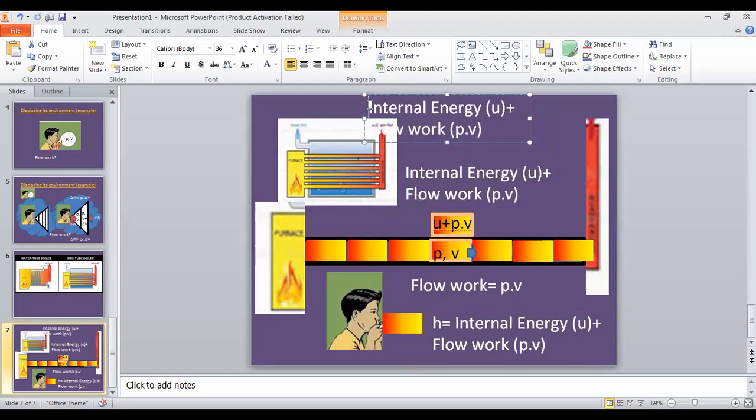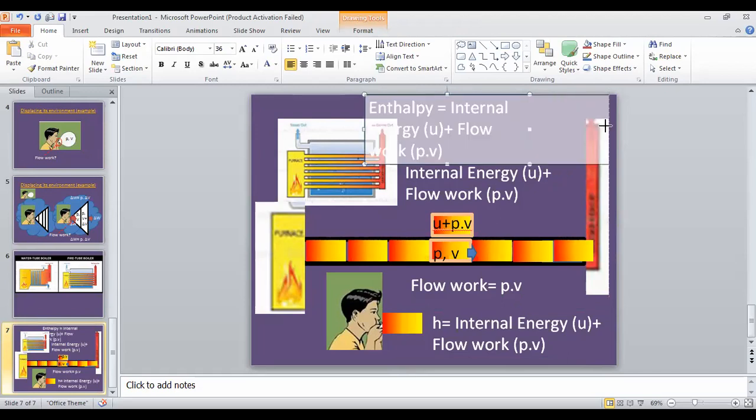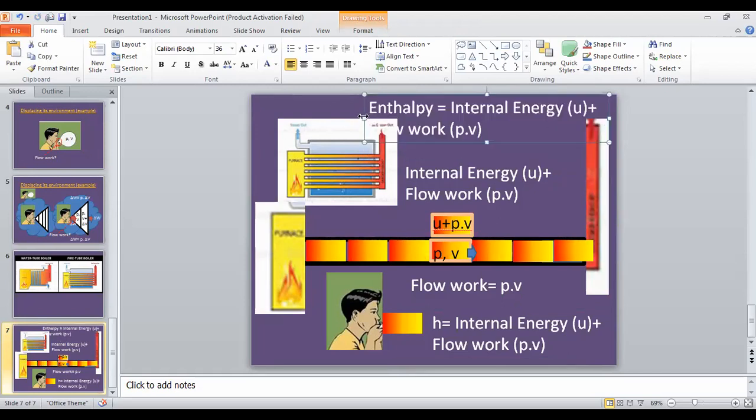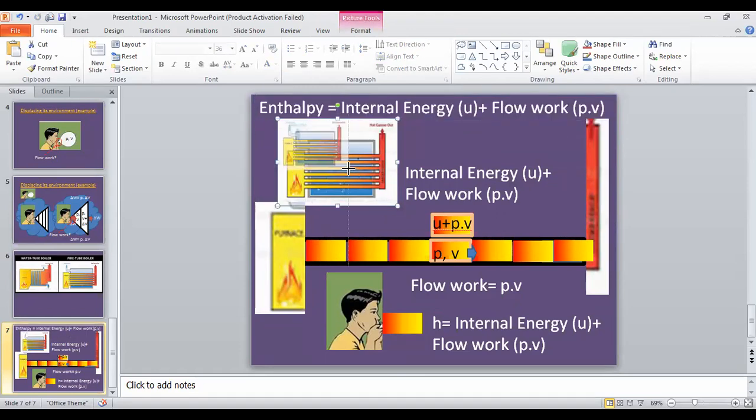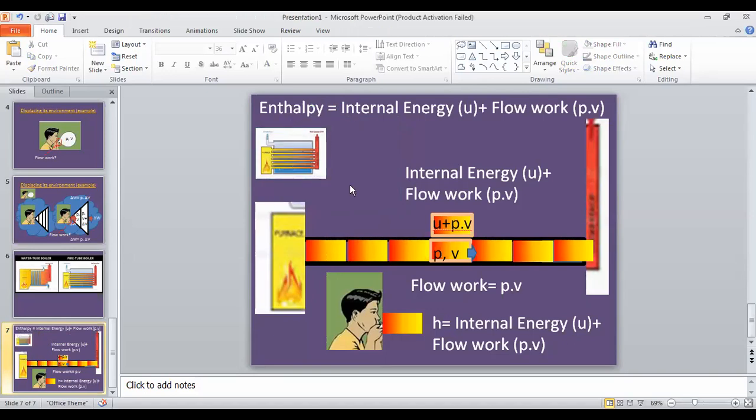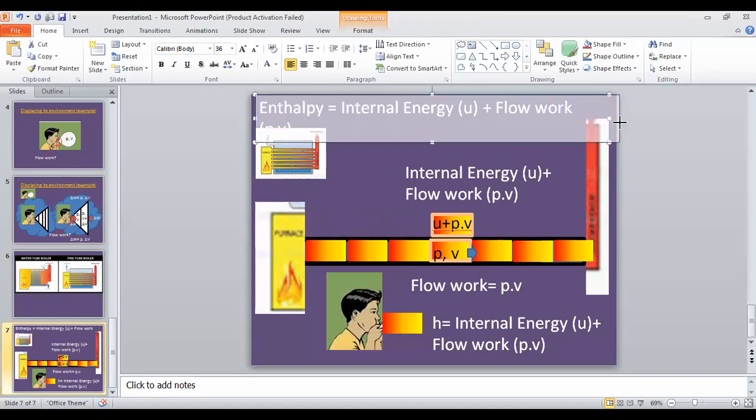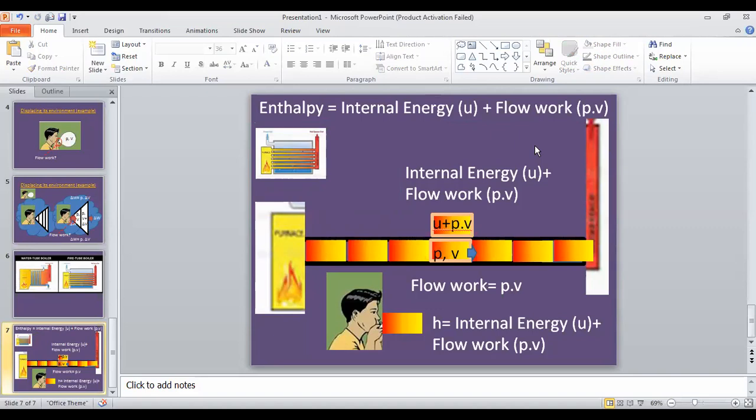So enthalpy is related to internal energy plus flow work. Interesting. So wherever you see some flows, you can think about these two energy components. Definitely they are internal energy plus the flow work related energy, PV. So H is U plus PV in short.